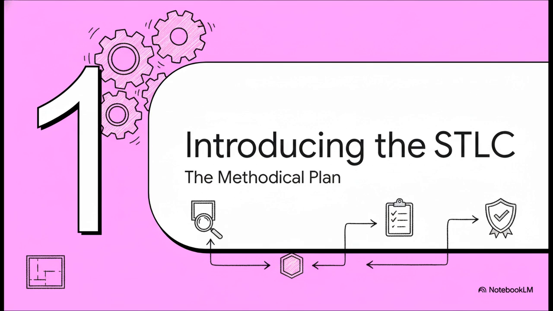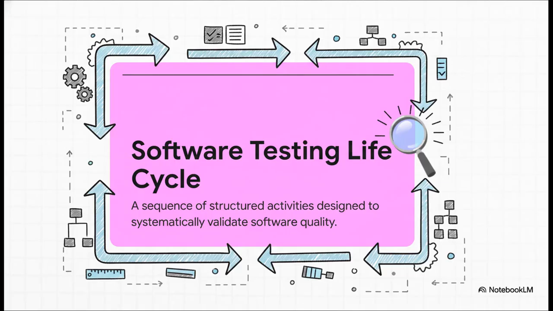So let's introduce the star of our show, the software testing lifecycle, or as we'll call it, the STLC. Think of the STLC as the official rulebook for testing. It's not just random clicking. It's a specific sequence of structured steps that makes sure nothing gets left to chance. It turns testing from a chaotic art into a systematic science.